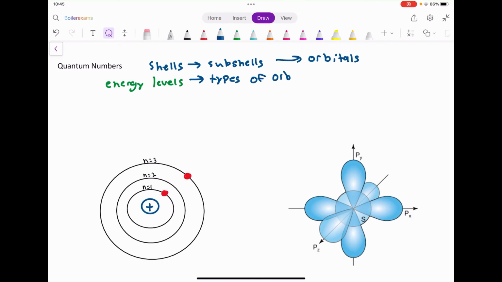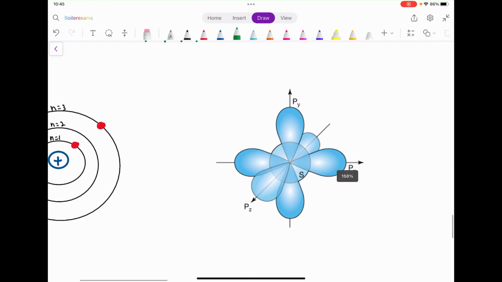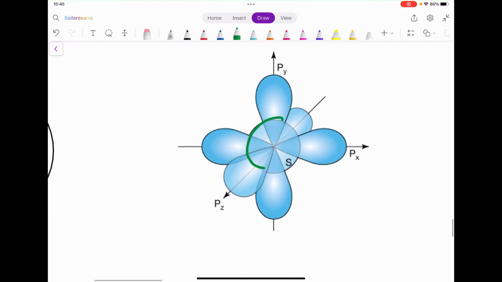Types of orbitals. And when I say this, I am referring to either S, P, D, or F. Also G, I'll erase that. That's not important. And so yeah, we can see down here in this picture, you can have the S orbital, which is more of a circle, or the P-type orbital.